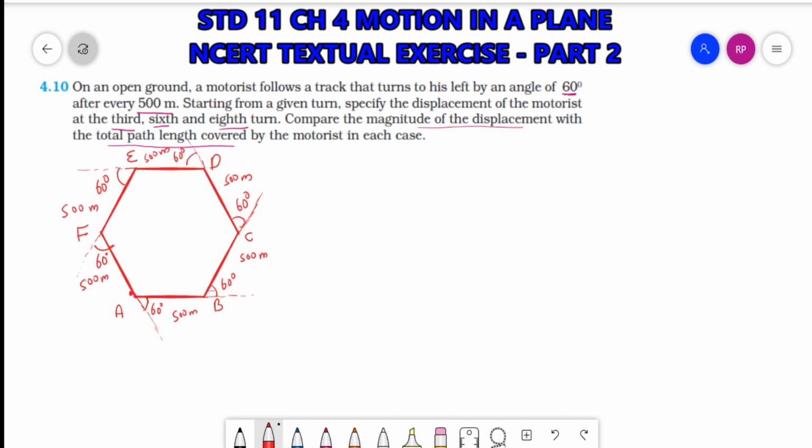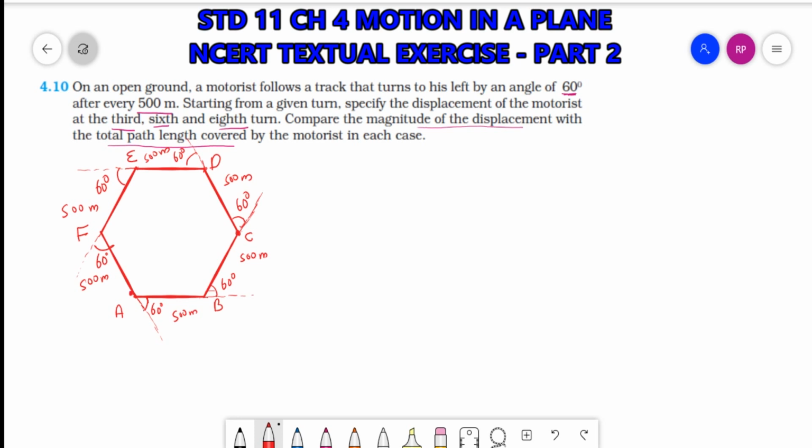Okay, so this is the complete figure. The motorcyclist travels from A to B, takes a 60-degree turn. From B to C, he takes a 60-degree turn on the left. After C to D, 60-degree turn on left, and so on. So the path followed by the motorcyclist is a regular hexagon with side 500 meters.